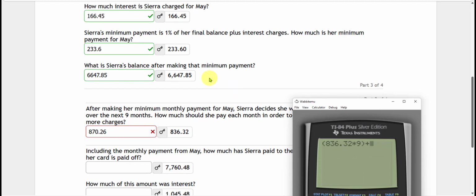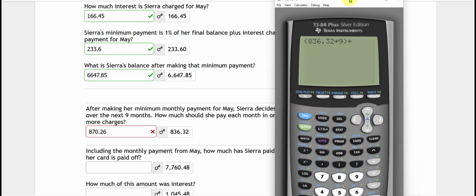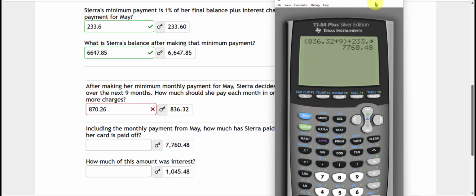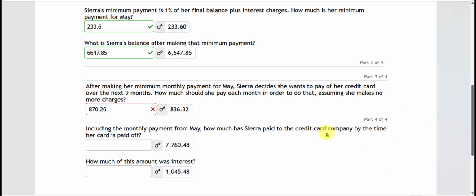And during the month of May, she made the minimum payment of $233.60. So we add that amount, and that is $7,760.48 for the total amount, right? By the time that she pays off everything. So how much of this amount was interest? So this is the total amount that she paid to the credit card company at the end after everything.